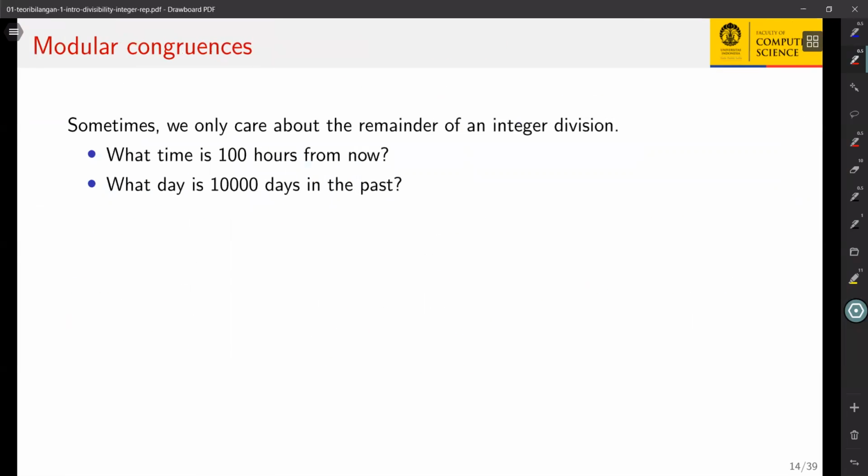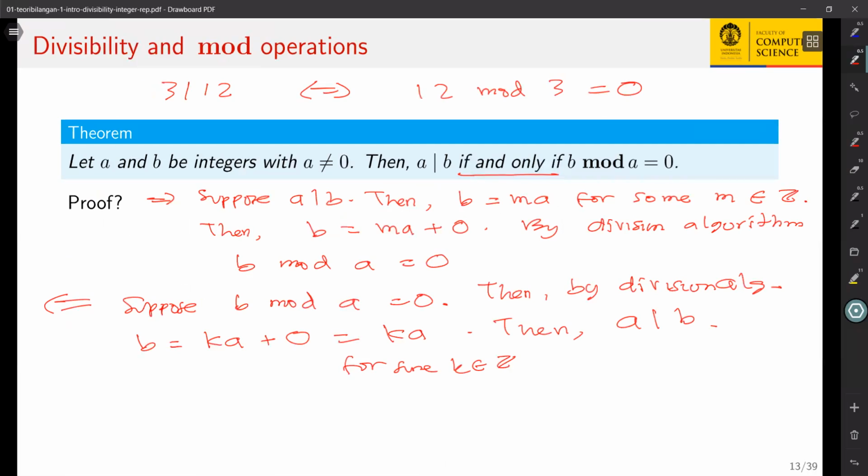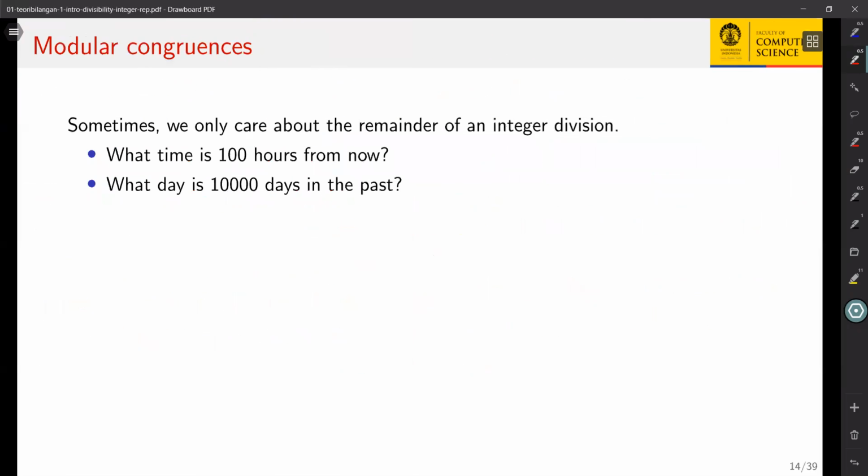So now, there are cases in which we only care about the remainder. So here is an example of the questions. For example, what time is it 100 hours from now? Anyone can guess what time it is 100 hours from now? Is it 100 modulo 24?